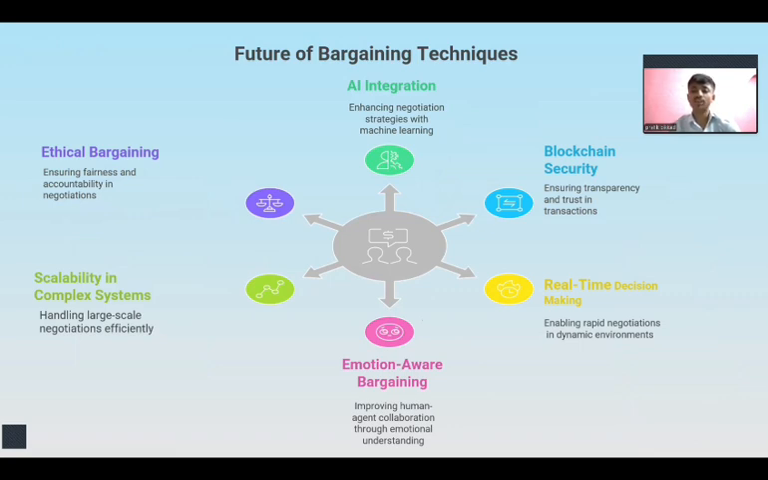ensuring transparency and trust in transactions, real-time decision making, enabling repeat negotiation in dynamic environments, emotion-aware bargaining, improving human-agent collaboration through emotional understanding, scalability in complex systems, handling large-scale negotiation efficiently, ethical bargaining, ensuring fairness and accountability in negotiations.